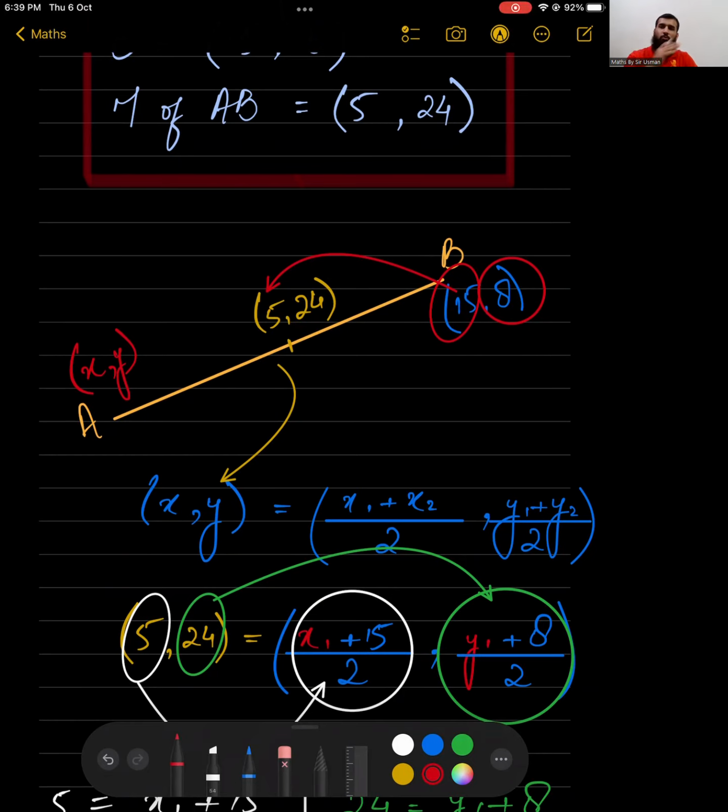तो 15 से आप कितने points पीछे गए हैं कि 5 पर पहुंच जाएं? Can any one of you tell me? 15 से कितने points पीछे जाएंगे 5 पर आने के लिए? We'll do -10, right?